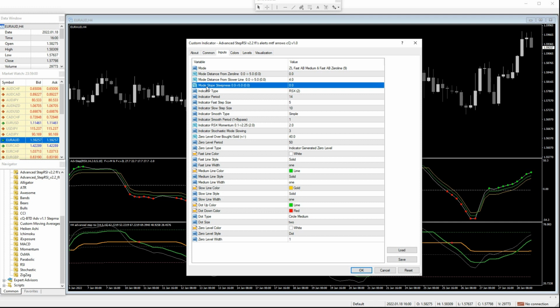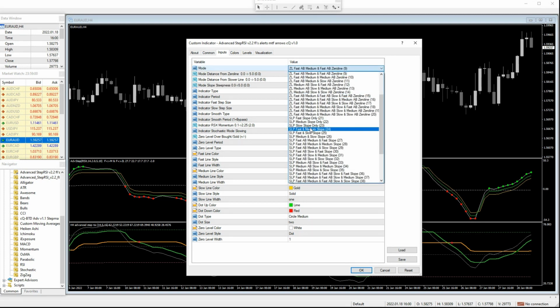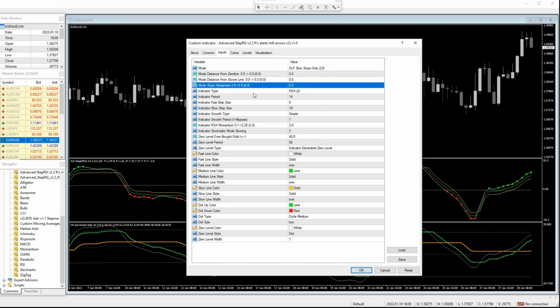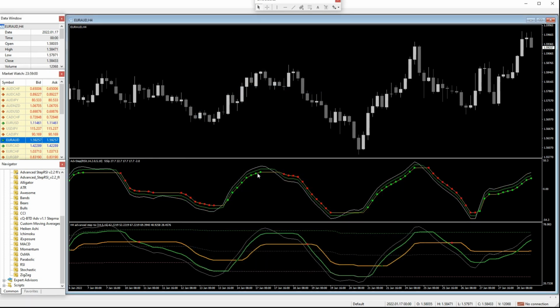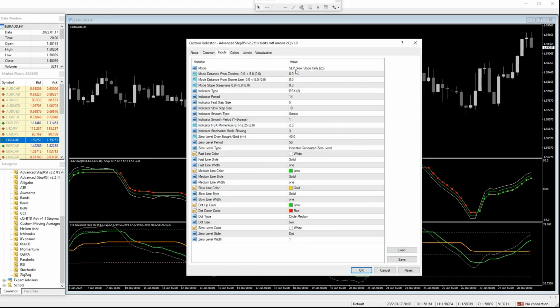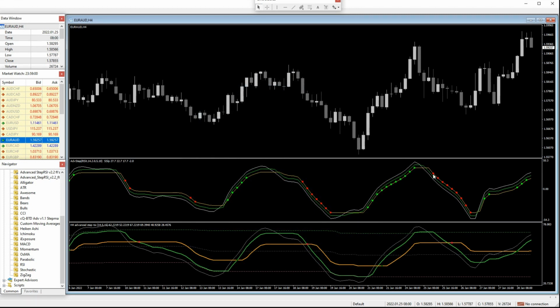And then this other value down here, this mode slope steepness, that only works on these slope modes. So, for example, this is what the slow slope only. Basically, when the slow line changes slope, it will draw a dot. For example, if I put this to 4, the difference has to be greater than 4 to draw an up dot, or less than -4 to draw a down dot.